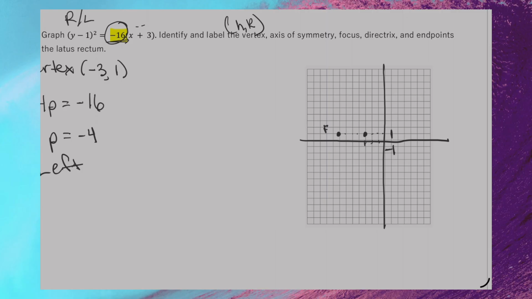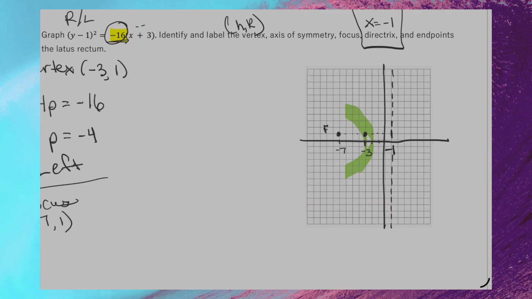So this is at negative 1. So directrix is x equals negative 1. Focus is, well, if this was negative 3, this is negative 7. So focus is negative 7, 1. Okay. Axis of symmetry, well, I'll come back to that. So I have my focus, I have my directrix, endpoints of the latus rectum. So I know that this parabola is going to open left and right, right?